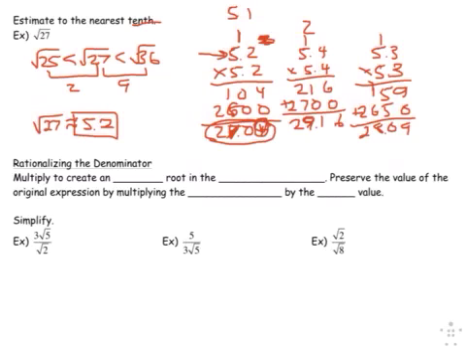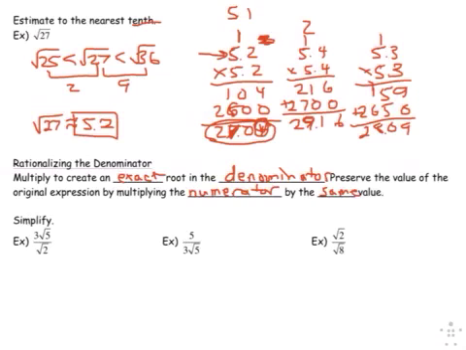Moving on to the next section, rationalizing the denominator. You multiply to create an exact root in the denominator. So you preserve the value of the original expression by multiplying the numerator by the same value. This technique started when we had our calculators called the slide rulers. They weren't a digital calculator and they couldn't handle radicals in the denominator. And we just kind of kept with it because it does put the number in a little simpler form.